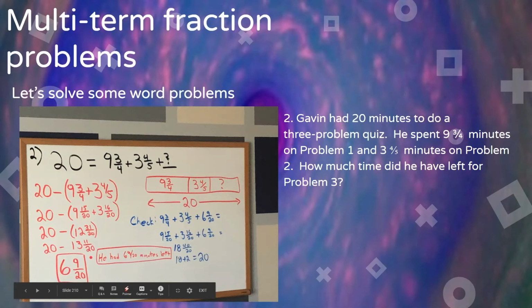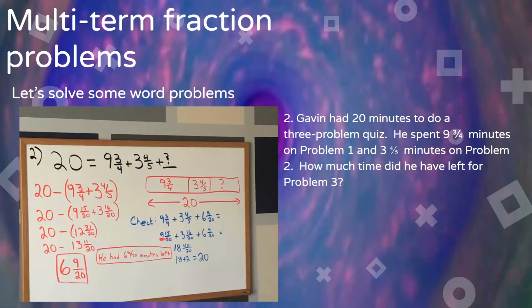And if we want to check, we can reverse our process, right? We can say 9 3/4 plus 3 4/5 plus 6 and 9/20, our solution, should equal 20 if we did all our math right. So again, what do we need? We need our lowest common multiple. Again, 20. 9 3/4 becomes 9 and 15/20. 3 4/5 becomes 3 and 16/20. And 6 and 9/20 is already in the proper units.